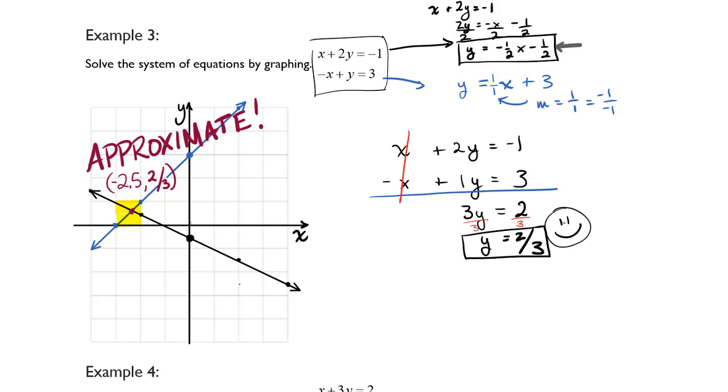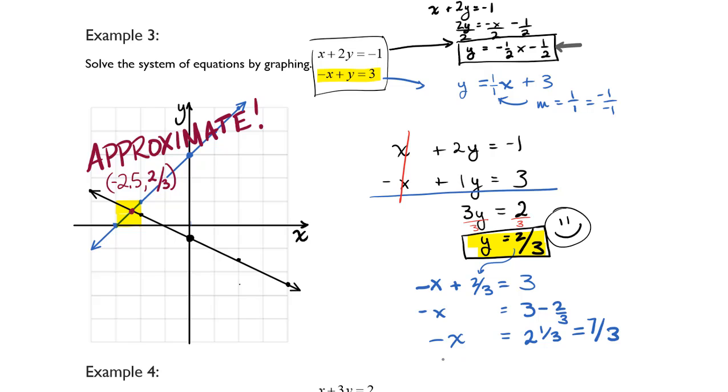Now remember, I'm guessing that that's right around -2.5. So I'm going to substitute this y equals 2/3 into the second equation just because it looks easier to calculate. Negative x plus, now remember, in place of the y, I'm going to put the 2/3, equals 3. And now I can solve for x. Negative x equals 3 minus 2/3. Negative x is equal to 2 and 1/3, or you could say 7/3. Either one is accurate. 7/3 is going to be easier to work with.